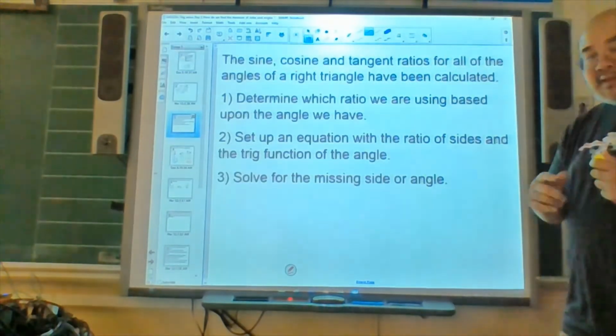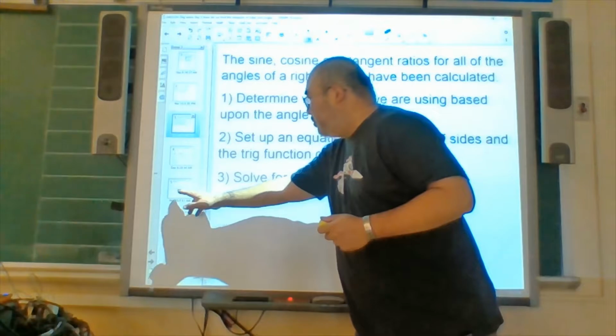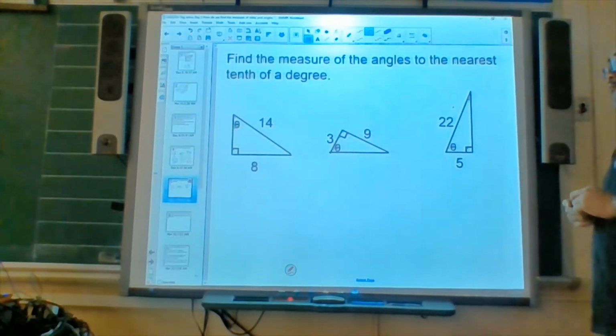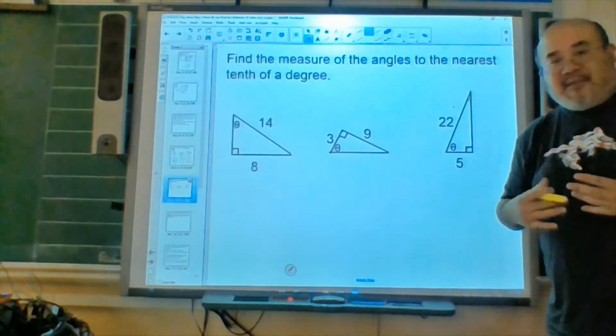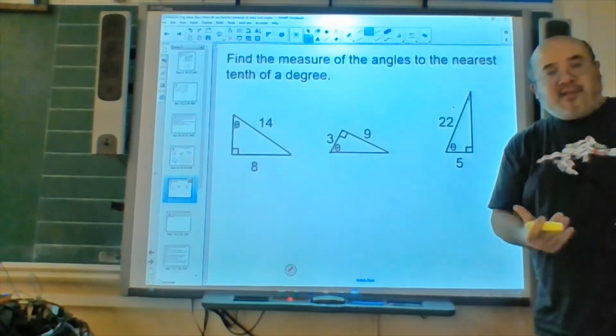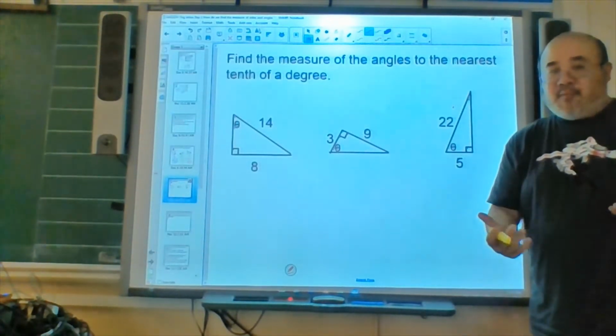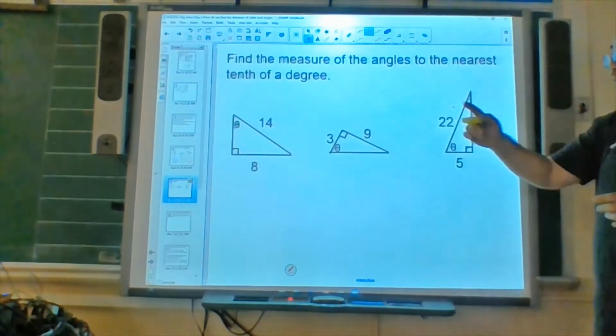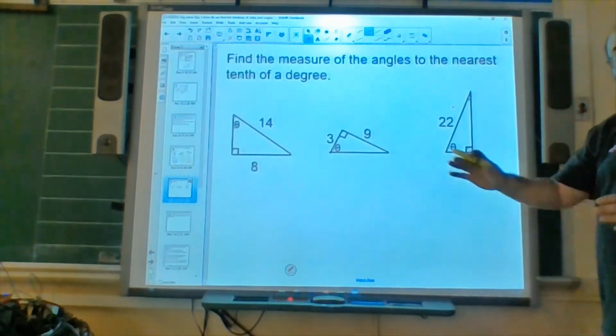And so let's take a look at our next set of problems. It says find the measured angles to the nearest tenth degree. And again, we're going to be basing everything upon the same thing. What is the ratio we're going to use based on where the angle is and what sides we have? Let's take a look at our first problem here, our first problem all the way to the left.